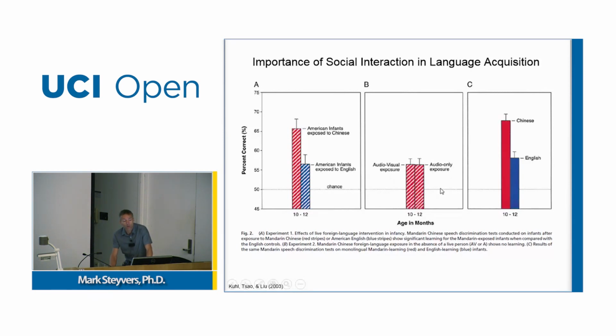Some kids only got the audio only, and these kids didn't learn very much at all. They were as knowledgeable about this Chinese contrast as the American infants that never heard this contrast. And finally, these American infants that were exposed to Chinese are as good as the Chinese infants of similar age. So that's a remarkable finding, and it suggests that you shouldn't just plop your kid in front of a TV screen. Interaction is key, right? They pay very close attention to who is doing the talking and in what context they're talking.